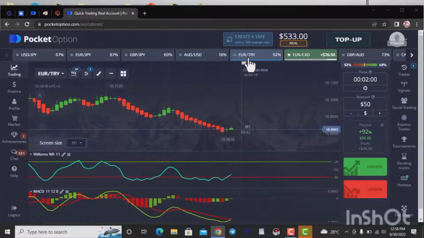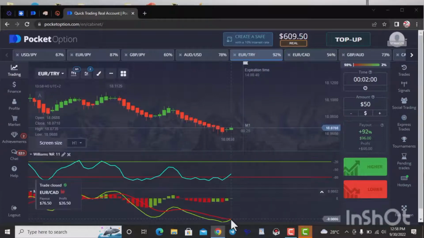As you can see, we are trading on a 2 minute period, so we have to wait for these 2 minutes to elapse. The trade is almost done. You can see it is already on green. It's about to close. Yes, it closed in profit.